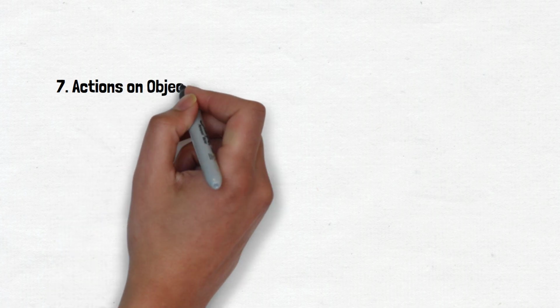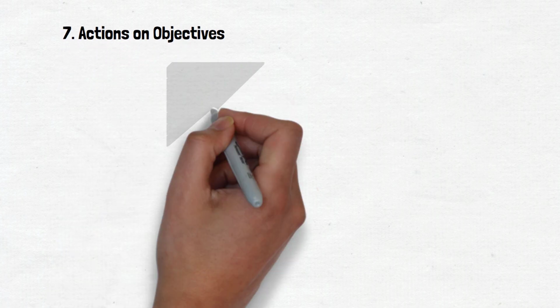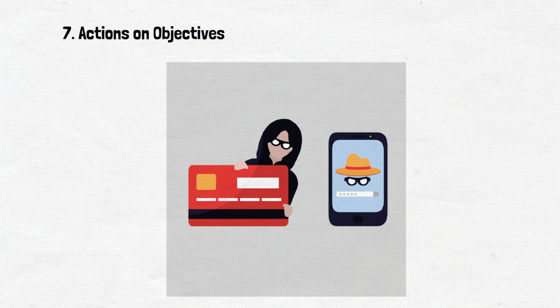And last but not least, actions on objectives. This is where the actual malicious activity occurs. It could be data theft, system disruption, or any other goal the attacker aims to achieve.